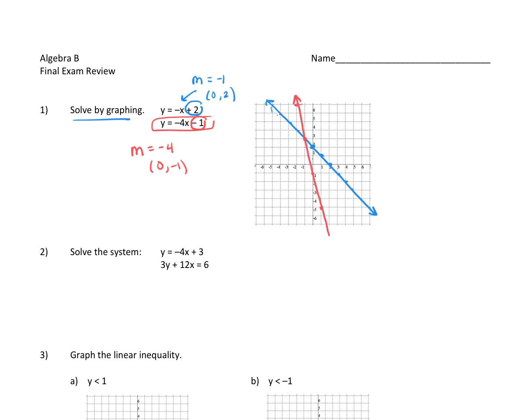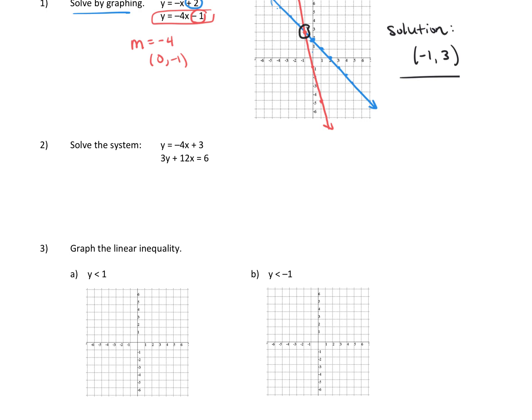And what we're looking for is a point of intersection. It's a point that is on both lines. We can see right here, here's where your two lines cross. That ordered pair is -1, 3. So solve by graphing, our solution is the ordered pair, -1, 3.